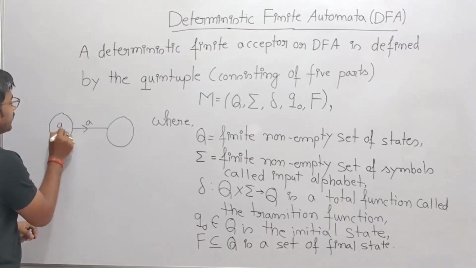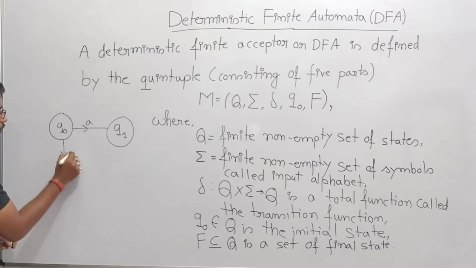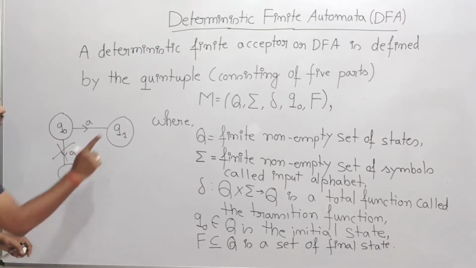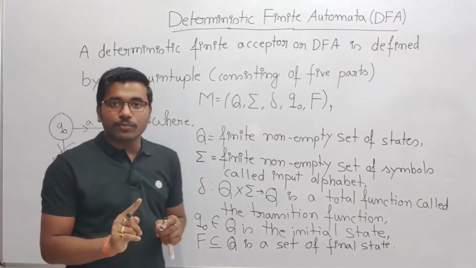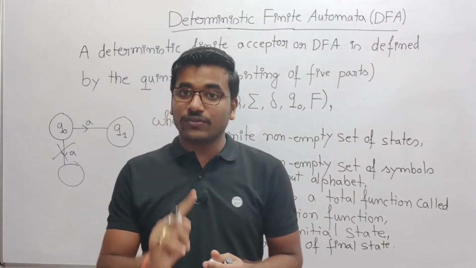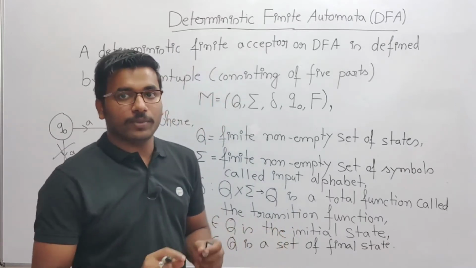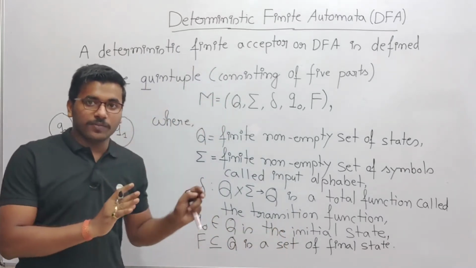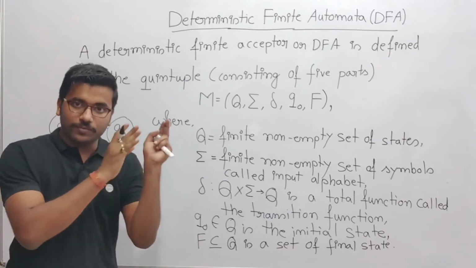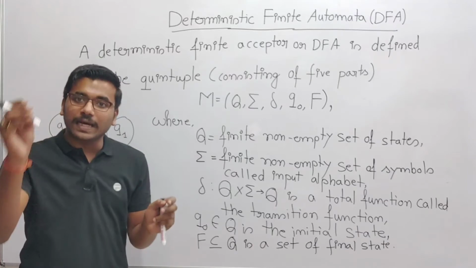So Q0 by getting A is going to Q1 only. Q0 by getting A should not go to any other state. Only one state. So by getting one input alphabet from one state, it will go only to one state. That's why its name is deterministic finite automata, because if that state gets some input A, then it will go to only that state.